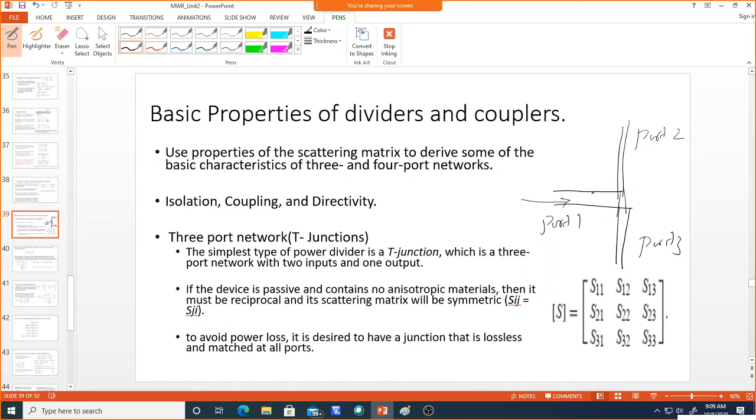Now we can divide the power equally and also unequally. That depends on the application where we want unequal power division. Generally we'll go for the equal power division.